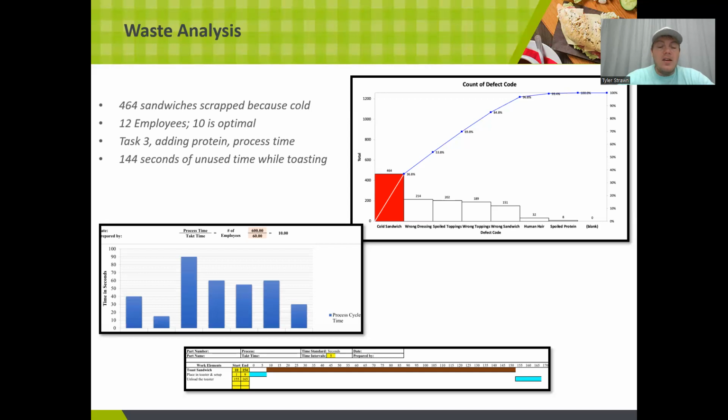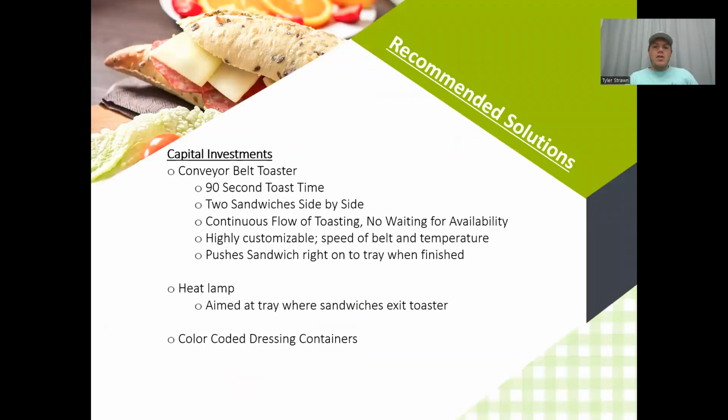After analyzing the waste, I've come up with a few recommended solutions in the form of capital investments. The first big one is a conveyor belt toaster. So this will have a 90-second toast time, which is significantly less than our current toast time. It will allow us to toast two sandwiches side by side. But the big advantage to a conveyor belt toaster is that it is continuous. So we are not placing a sandwich and then waiting for it to be done before we can use the toaster again. We can simply add more on as that conveyor belt keeps pushing these sandwiches through the toaster.